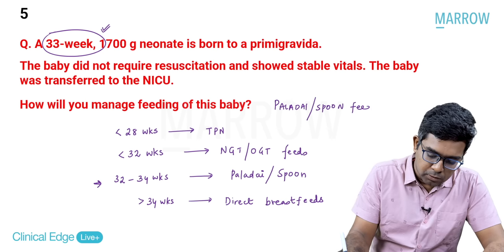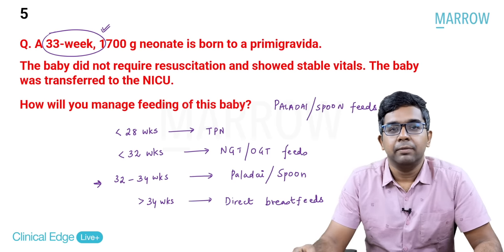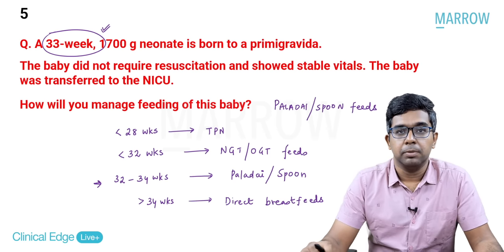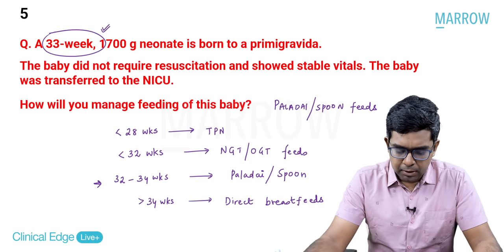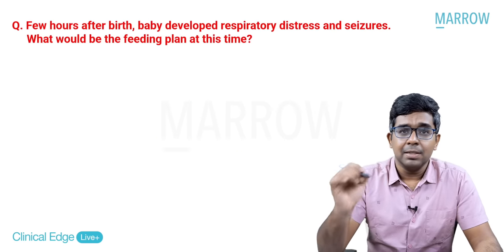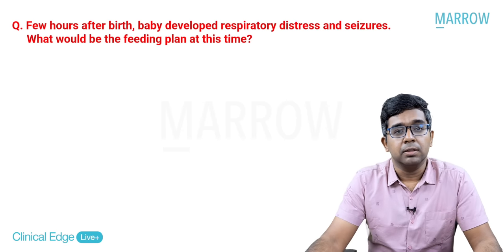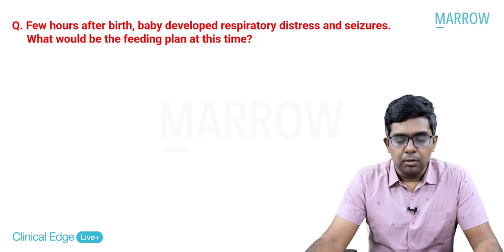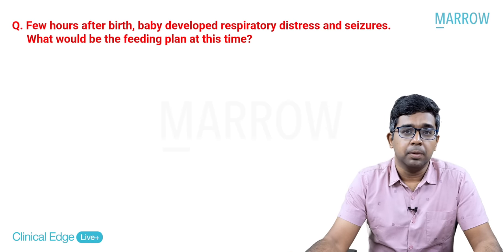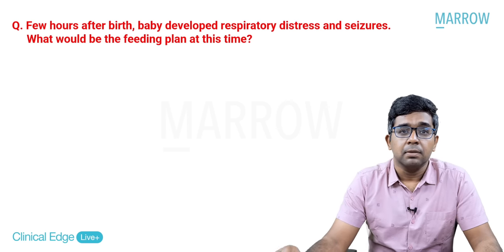Okay. So this is the typical example where we decide the initial feeding in the baby based on the gestational age of the baby. Now look at the same scenario and the next question I'm going to ask. In this same baby, few hours after birth, the baby developed respiratory distress as well as seizures. Now at this point of time, what should be the feeding plan of this baby? Can you advise any milk to be given to this baby?